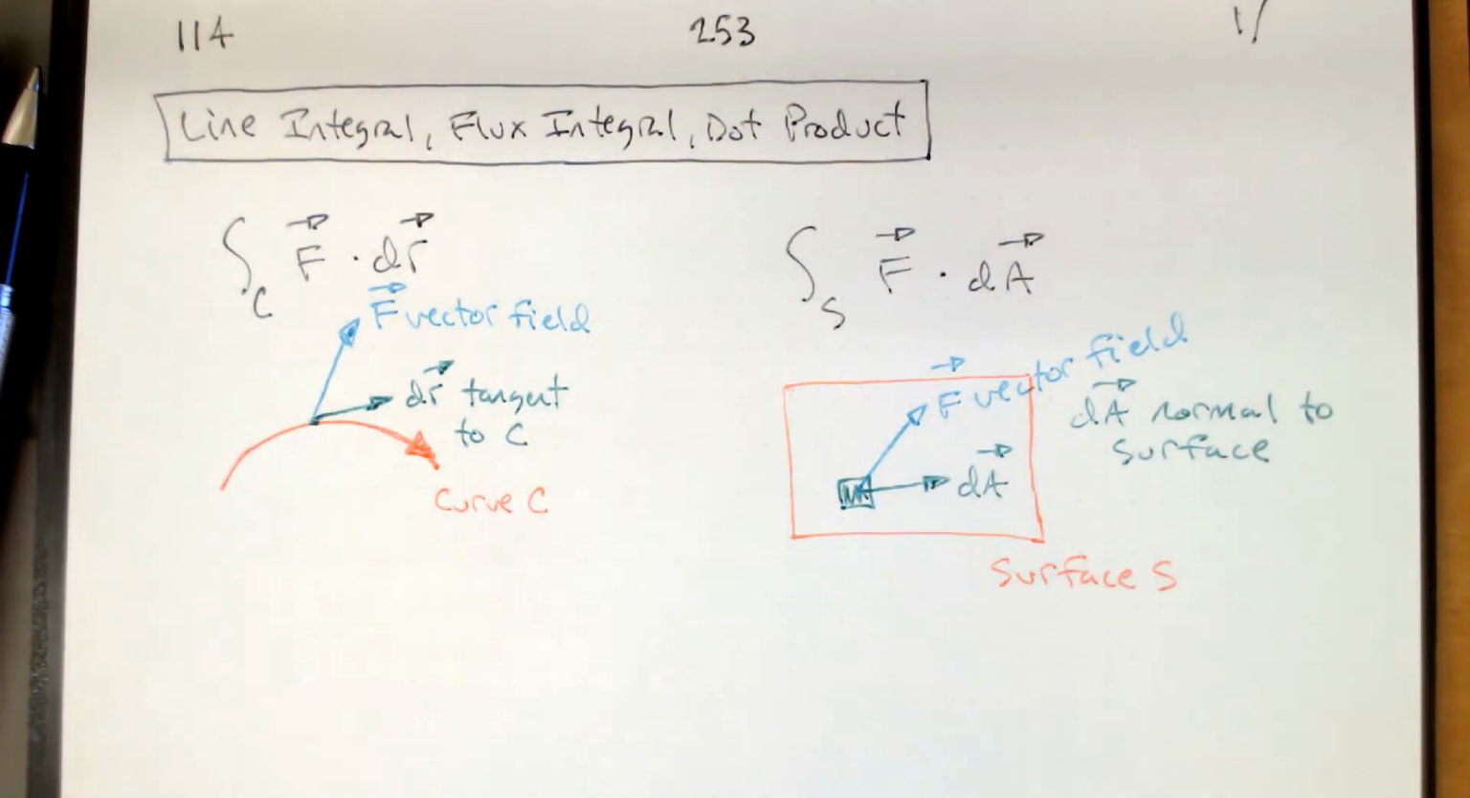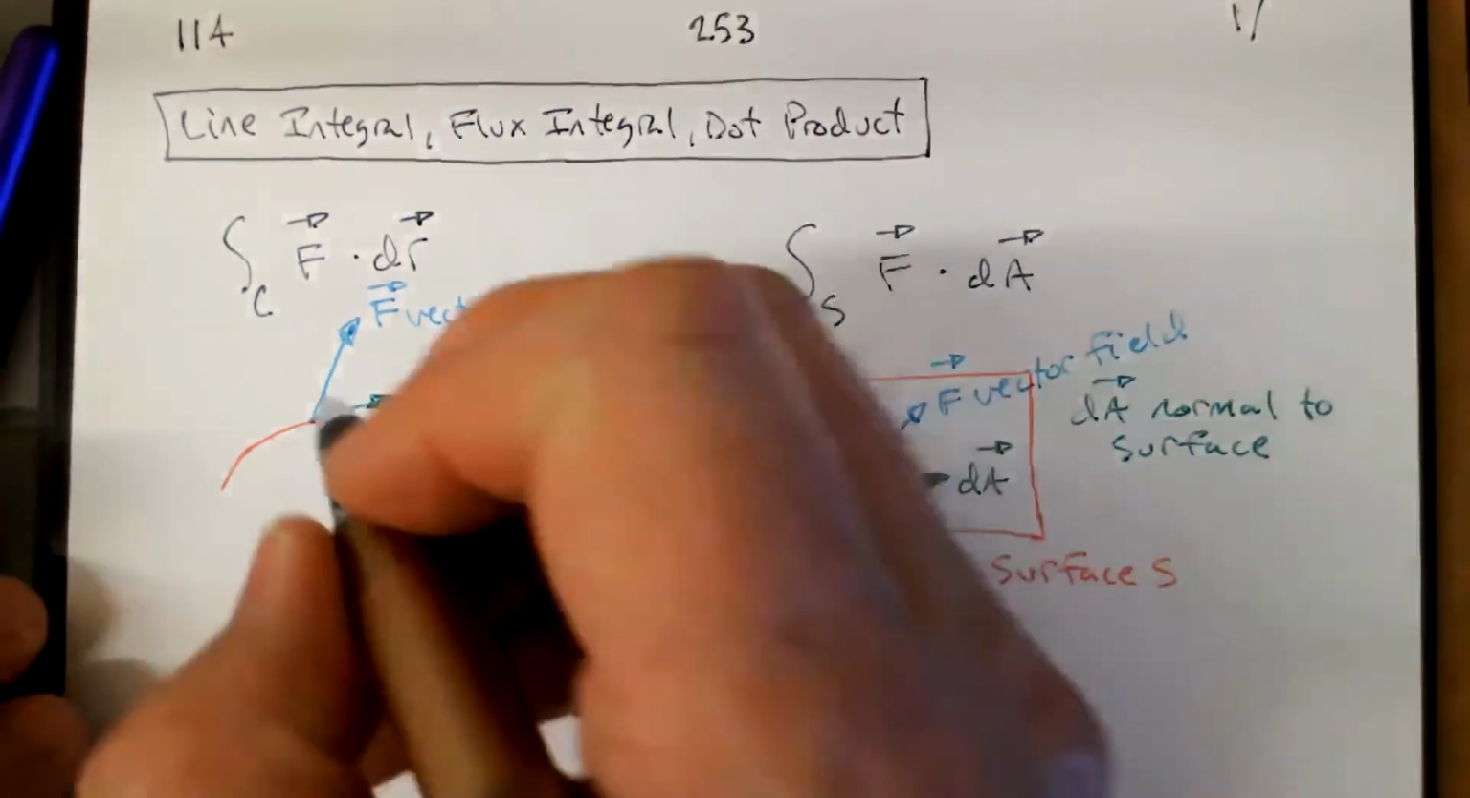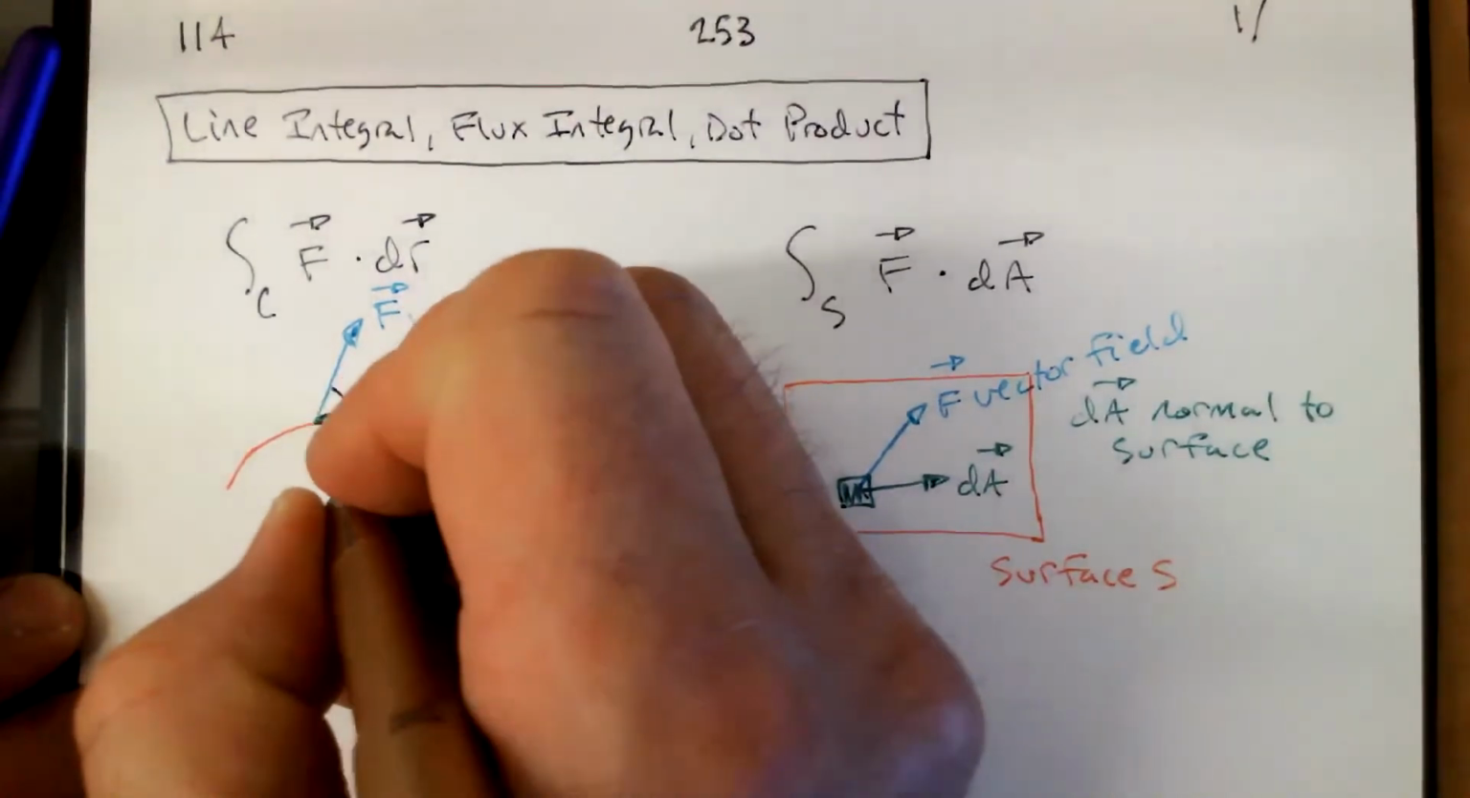The dot product tells us how much one vector is going in the direction of the other vector. It's the component of the first vector in the direction of the second vector, the component of the first vector parallel to the second vector. One of the things we care about when looking at the dot product is the angle between vectors.